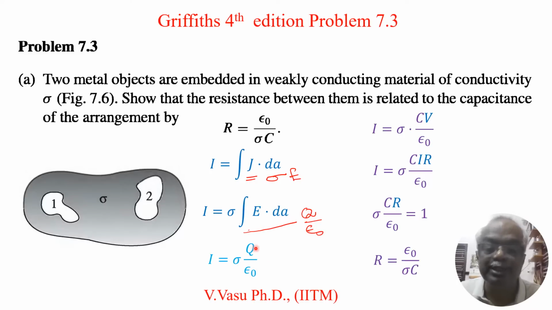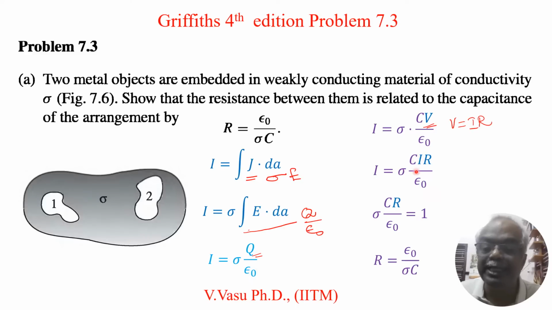Then what is Q? By definition, it is equal to CV. I am replacing Q by CV, so that I is equal to sigma CV over epsilon naught. Then what is V? V is equal to IR. So I am replacing V by IR.